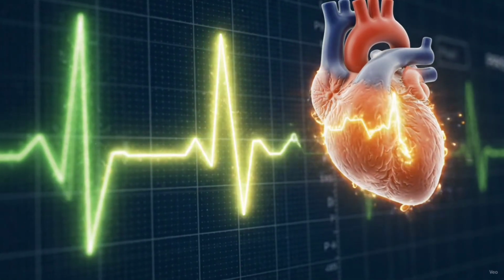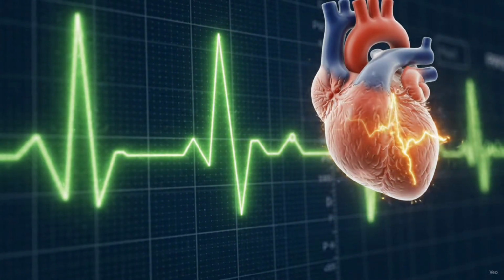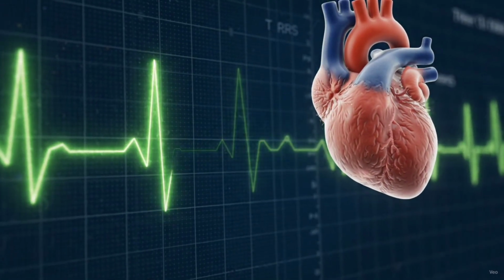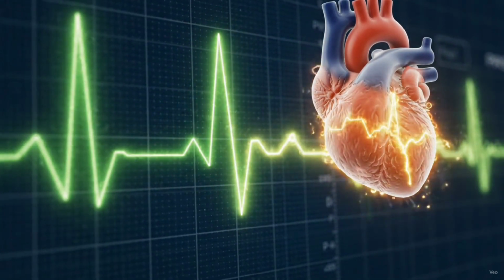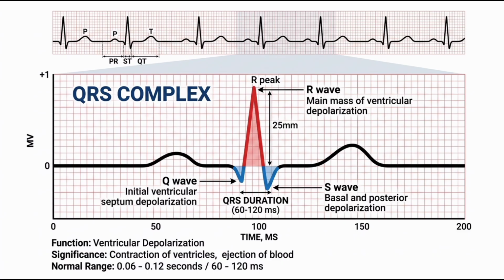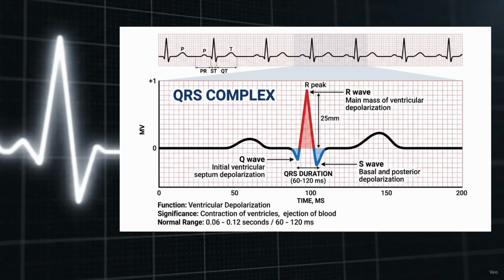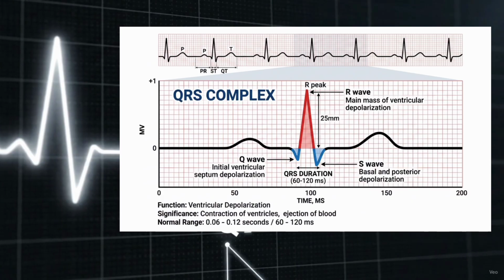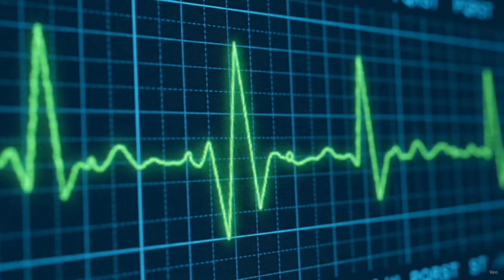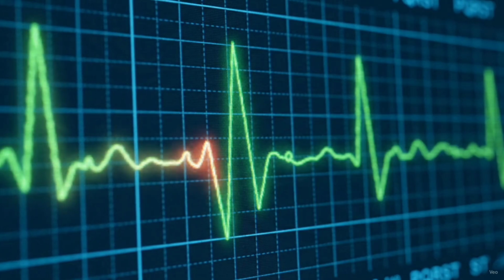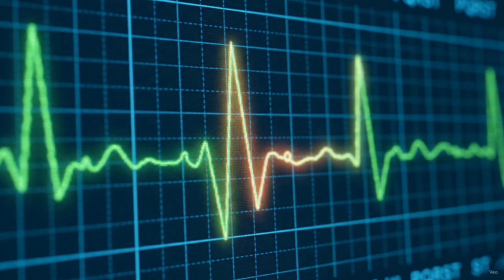The QRS complex is the most important waveform in ECG interpretation because it represents ventricular depolarization. In electrocardiography, the QRS complex represents electrical activation of the ventricles before contraction. The QRS complex consists of three possible deflections: the Q wave, R wave, and S wave. The Q wave is the first negative deflection that occurs before any positive deflection.